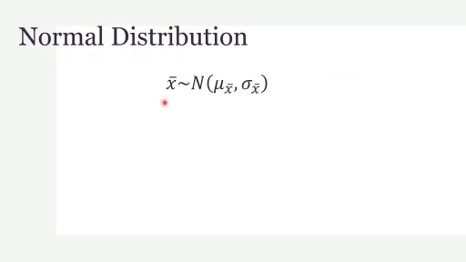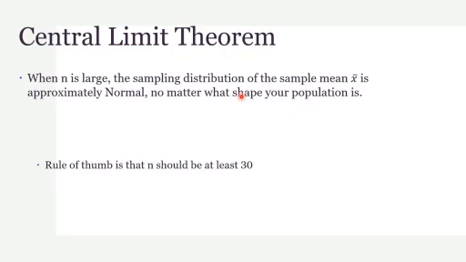Normal distribution: x bar is approximately normal, similar to the normal distribution with this mean and this standard deviation. This is a notation change. It's not anything new here, it's just a change in notation.